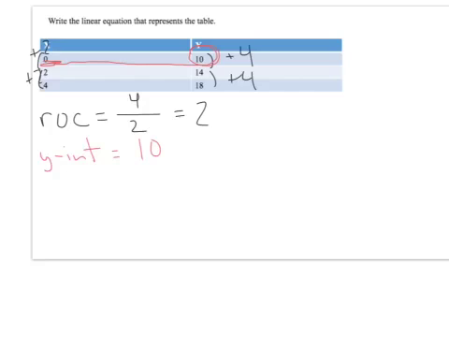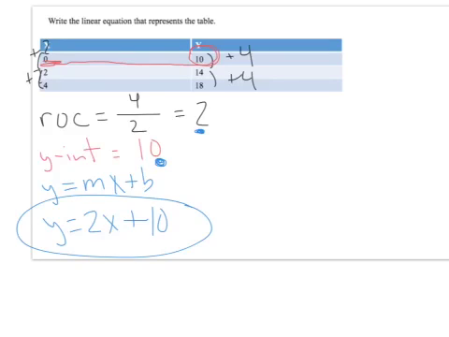And then the last step, you fill in your equation y equals mx plus b. So we'll say y equals, so m is your rate of change, or your slope, which is 2. Put an x beside it. And then we're going to add our y-intercept, which is our b, so plus 10. So y equals 2x plus 10.